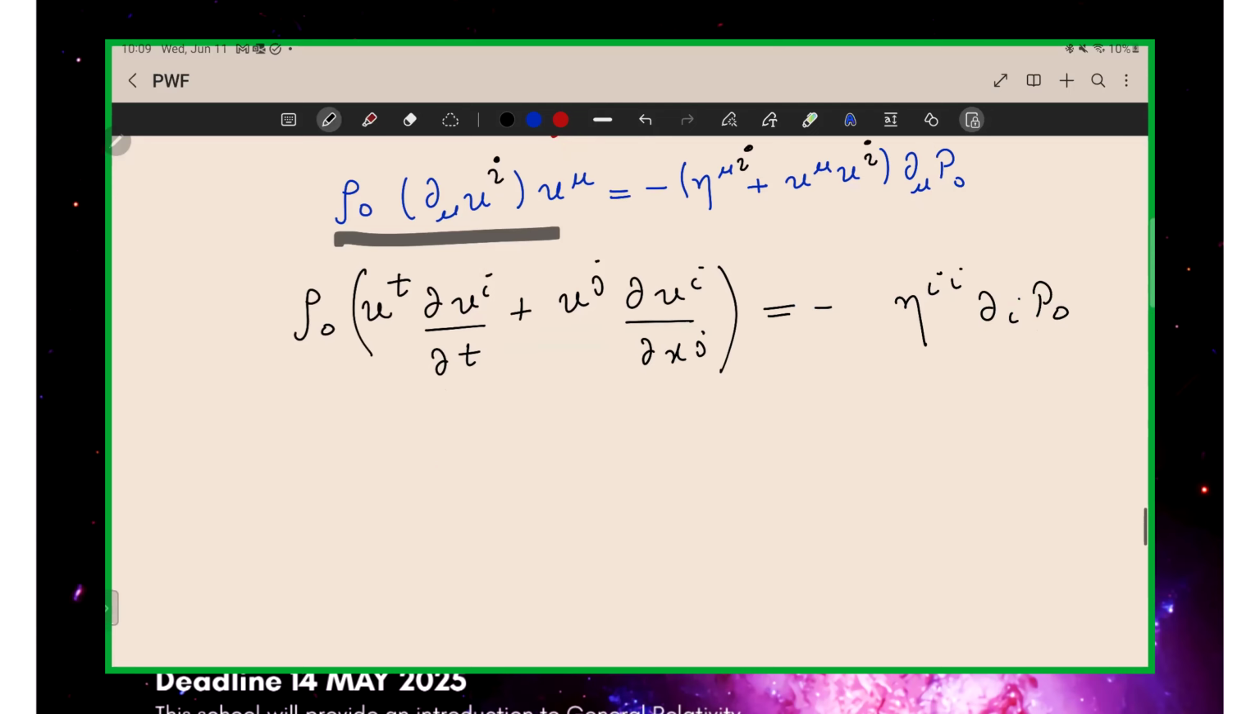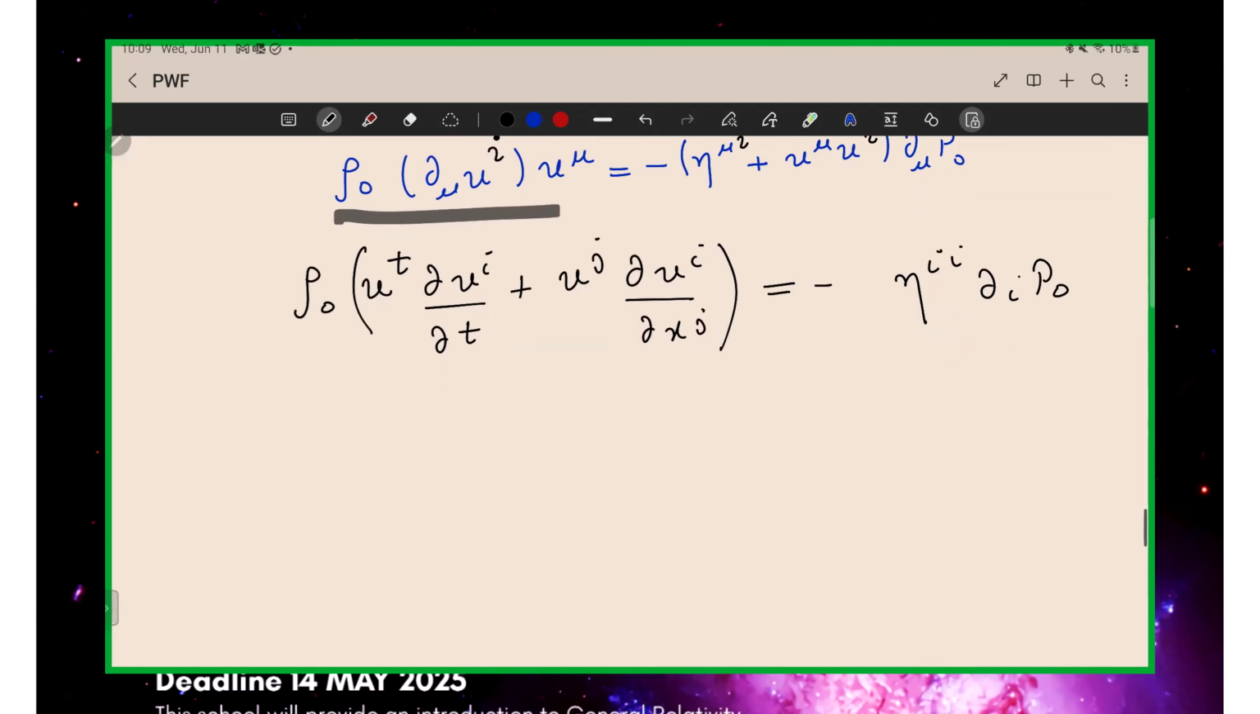Now let's write this equation in a more familiar form. I told you earlier that u^i is just velocity, and u^t becomes 1 in the non-relativistic limit. So this is just velocity.